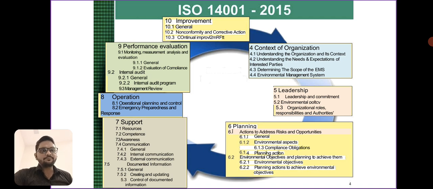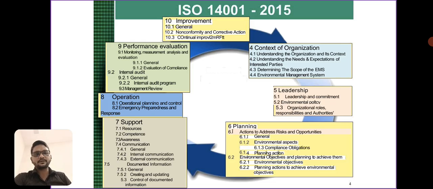First we go to 4.1, understanding the organization and its context, and 4.2, understanding the needs and expectations of interested parties, 4.3, determining the scope of the EMS, and 4.4, that is the environmental management system. And in fifth, that is leadership, we will study in detail 5.1, leadership and commitment, 5.2, environmental policy, and 5.3, organizational roles, responsibilities, and authorities.